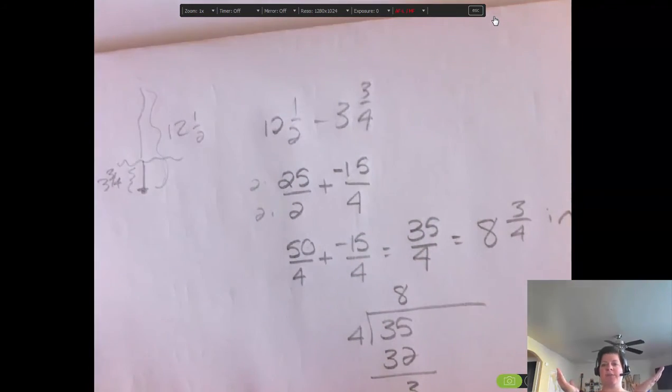Now you can visualize, right? We can think a ruler is 12. 8, okay, around here in 3/4 inch. Like, you can visualize this. Can't visualize this one. So sometimes we want mixed fractions and sometimes we don't.